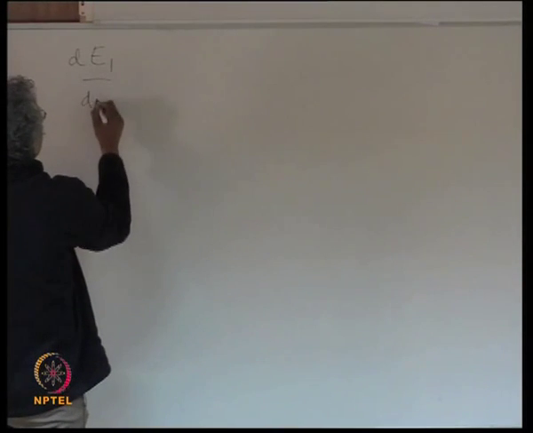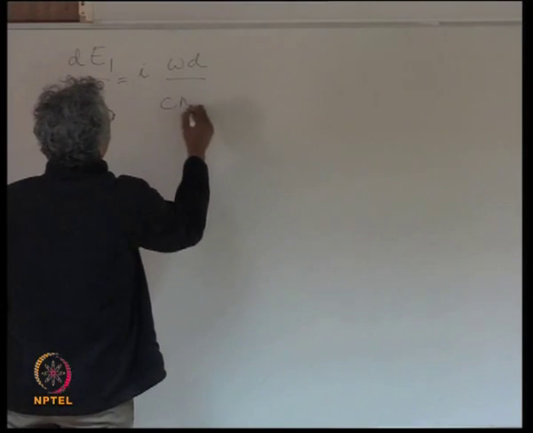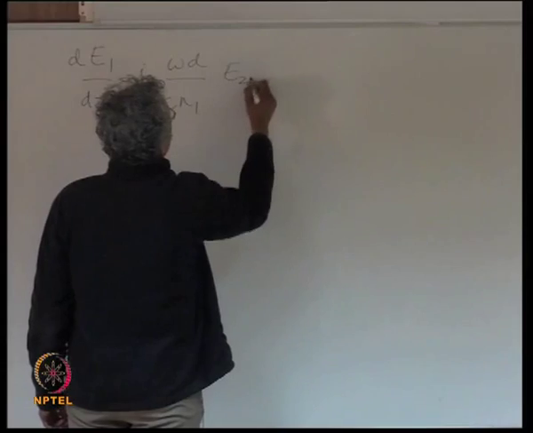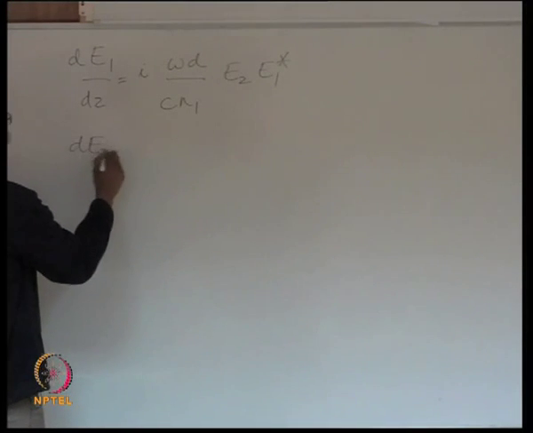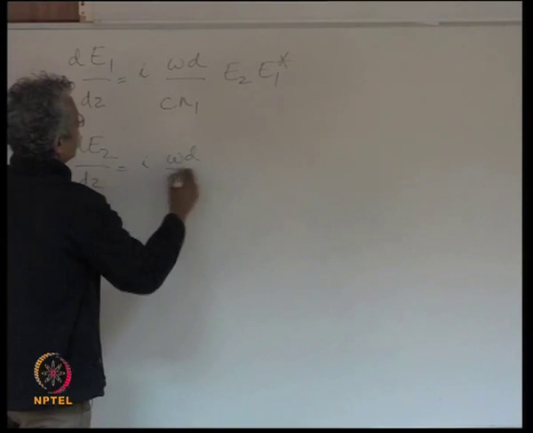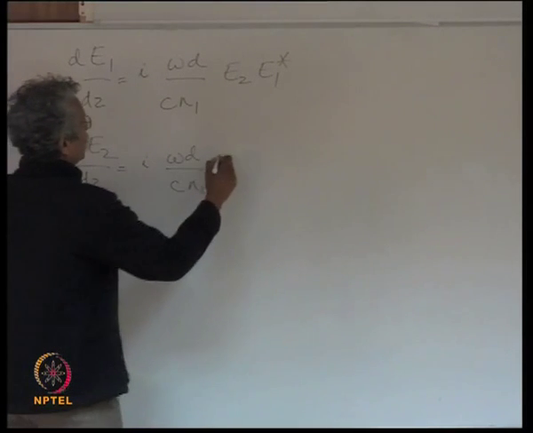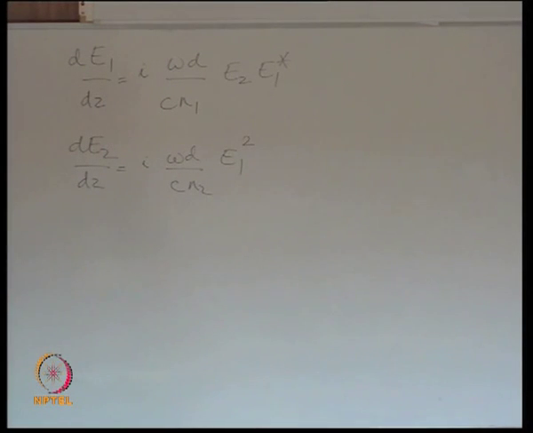dE1 by dz is equal to i omega d by Cn1 E2 E1 star, and dE2 by dz is equal to i omega d by Cn2 E1 square. So I am assuming delta k is equal to 0.